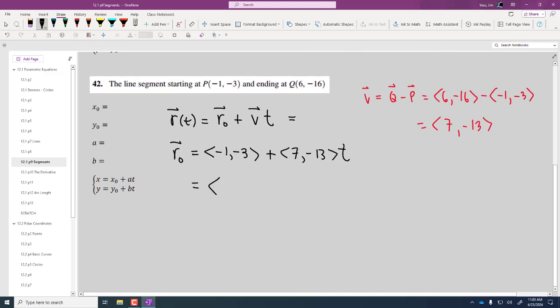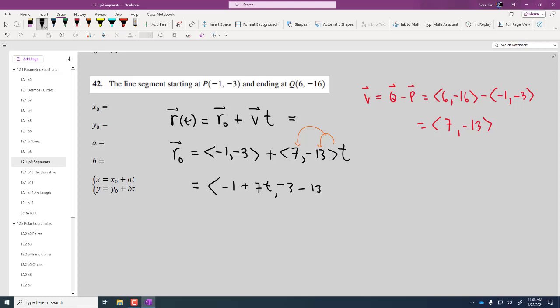And now you distribute the t to each component and then add. So it's negative 1 plus 7t, and it's negative 3 minus 13t. So that's how you would do it as vectors. If you're familiar with vectors, that's kind of the most slick way to do it. If you don't want to deal with vectors, you could do this.